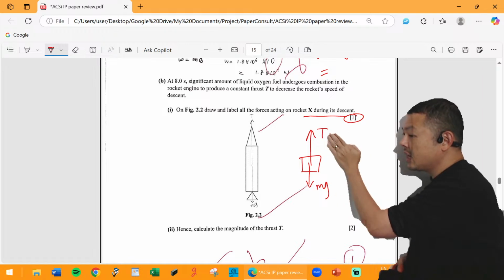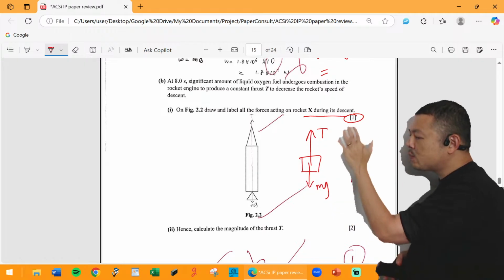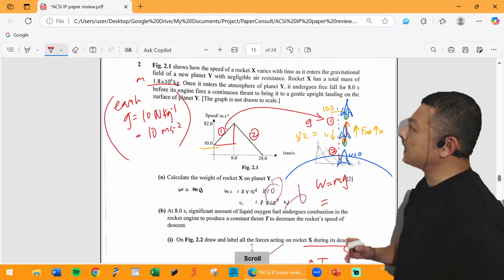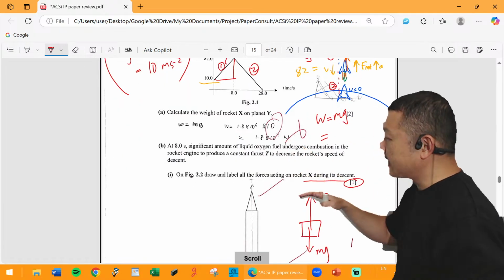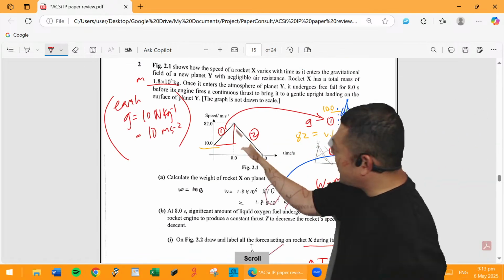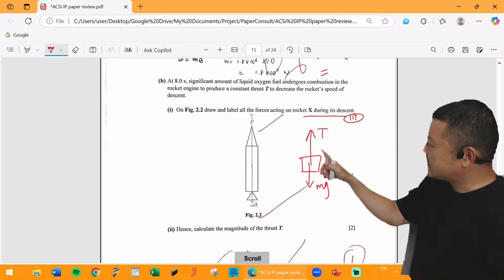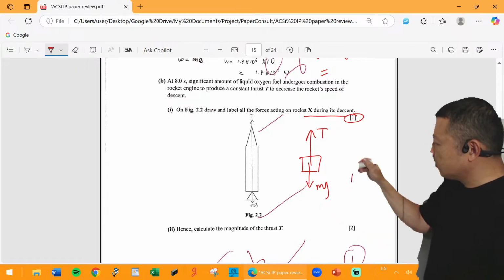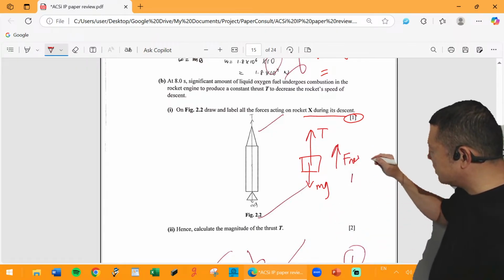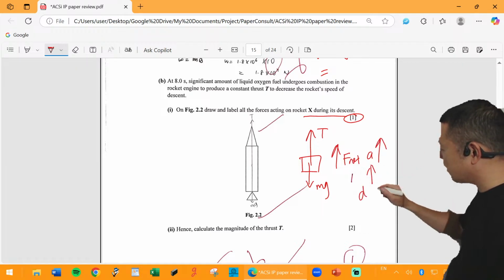It cannot be equal. If it's equal, then the rocket will be at equilibrium. The speed wouldn't have slowed down. The speed would have remained constant if the forces were equal. But because they tell us that the speed is decreasing, it means that the thrust force is actually more than the weight of the rocket, so that the resultant force is pointing upwards, so that the acceleration is pointing upwards. So this will cause the rocket to decelerate.